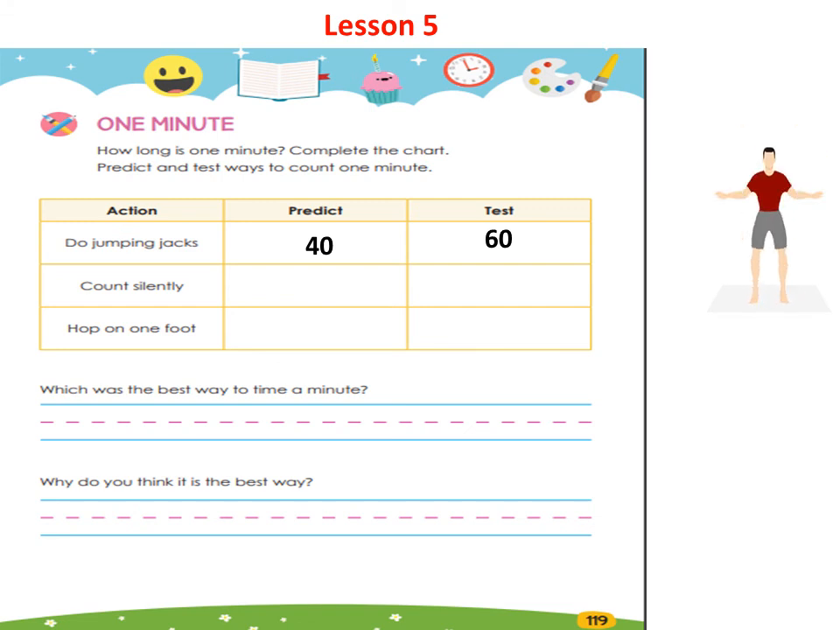You will stand on 1 foot and you will write your prediction, what you think before starting, and the real number after starting. What is the best way to time a minute? For me, I think counting silently. You can choose any other action. Why do I choose counting silently? Because it needs less effort. You don't have to stand and jump and do this stuff. Okay? Now, turn the page. Sorry, don't turn the page.